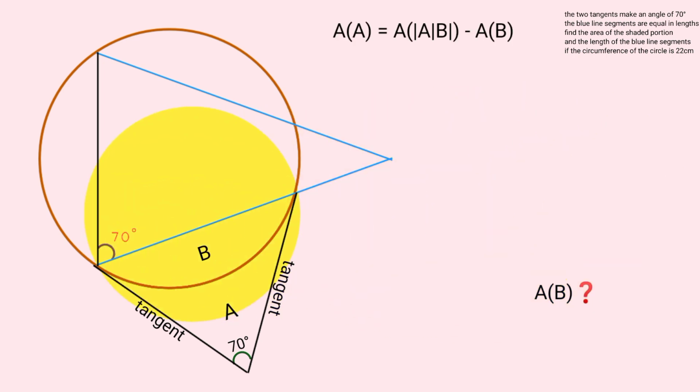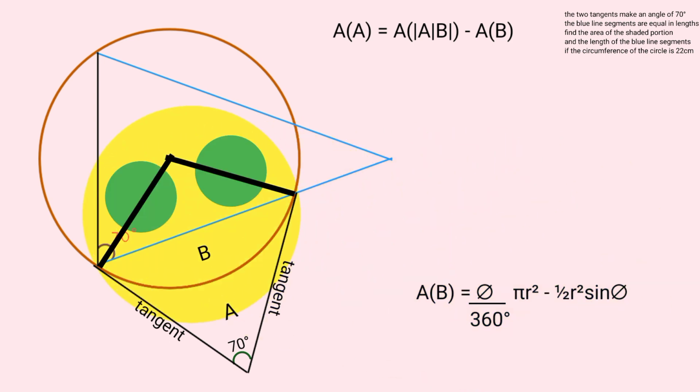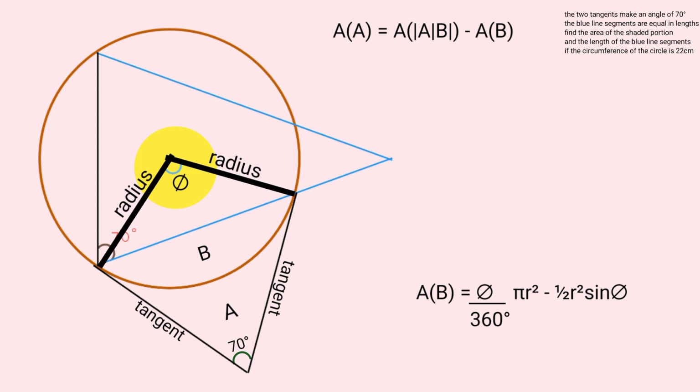B is the segment here, and the formula for finding the surface area of a segment is area of sector minus area of triangle. Area of sector is theta over 360 pi r squared, and area of triangle in a circle can be found using half r squared sine theta, because these two here are radii. Theta is the angle at the center, which is this angle here. So what is the size of this angle here?